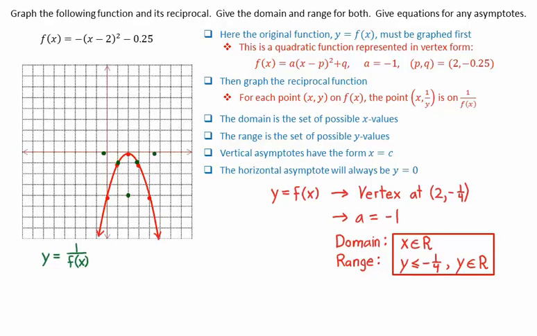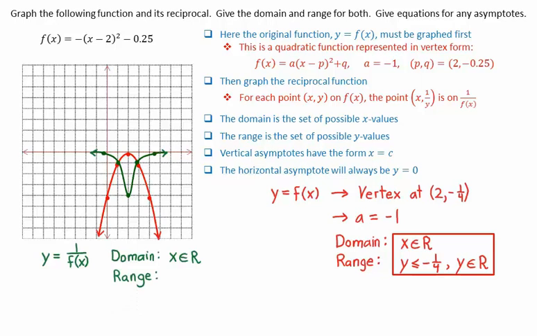We then have to connect the points, being aware of the horizontal asymptote of y equals 0 corresponding to the x-axis. As for the domain and range, first of all, the domain corresponding to the possible x values, since there are no vertical asymptotes, there are no restrictions on x for this function. We therefore have x is an element of the set of real numbers.